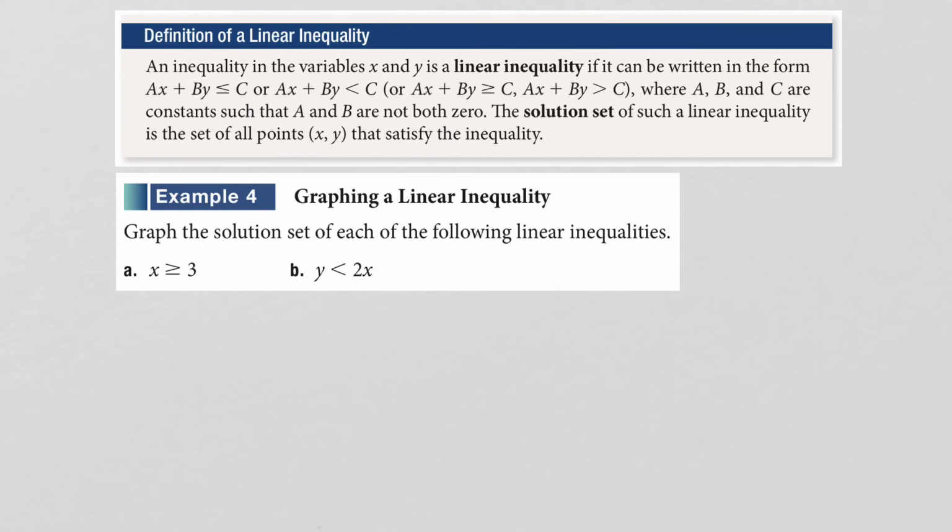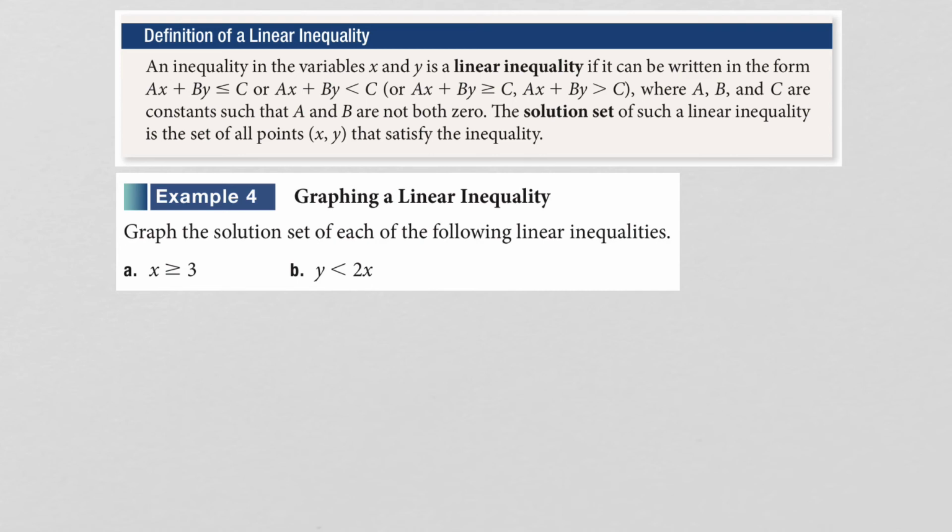Now let's talk about a linear inequality. So an inequality in the variables x and y is a linear inequality if it can be written in the form ax plus by is less than or equal to c, or you could say strictly less than c, or you could also say greater than or equal to c or greater than c. The point is you have a linear equation, right? But instead of the equal sign, you have a less than or a greater than type of symbol. Let's take a look at a couple of examples.